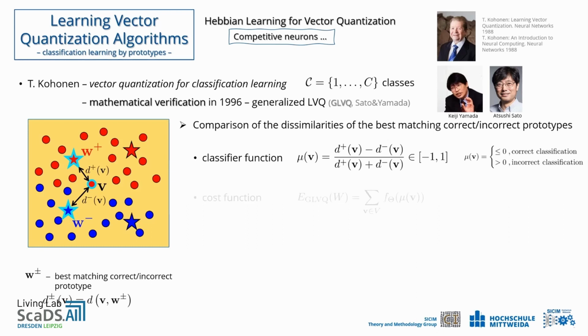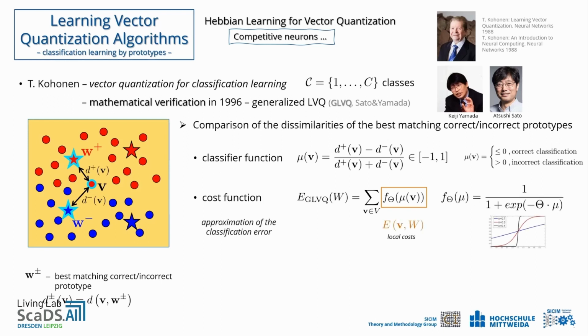And doing so, we can build up a cost function approximating the classification error. So here we have a scaling function, which has to be monotone, and it is frequently taken as linear or sigmoid. For example, if you take the sigmoid in dependence on the theta value, then depending on the value of theta, we can approximate the steepness of this function. And so we can approximate the classification error.